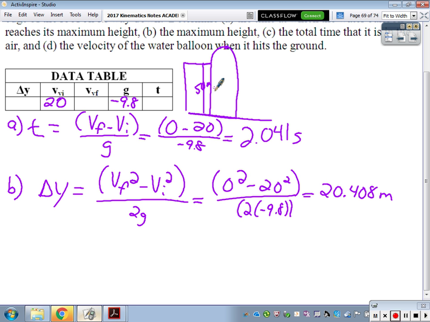It is not a displacement. So we do have to, in this case, add in the 50 meters that we had from the very beginning, which would make that 70.408 meters above the ground.